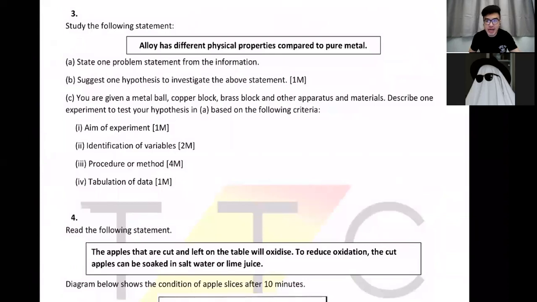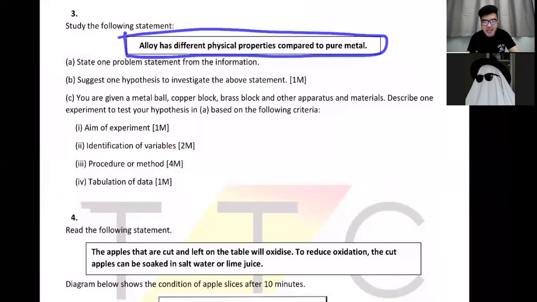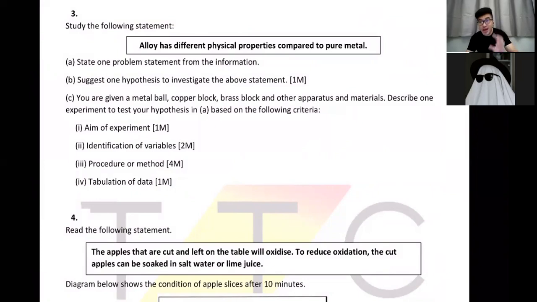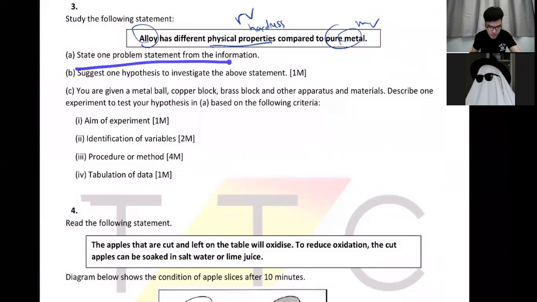Usually, in the exam, they will give you a box. Inside the box, they will give you a statement. And in this statement, you will understand what they are trying to ask. You should be able to find your MV and RV inside the box also. You see what they say? Alloy has different physical properties compared to pure metal. You see? Alloy, pure metal. This is your MV. Physical properties. I believe they're asking for hardness. So this is your RV already. Okay, let's just say hardness.